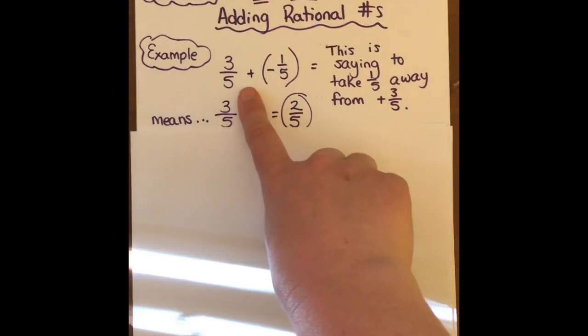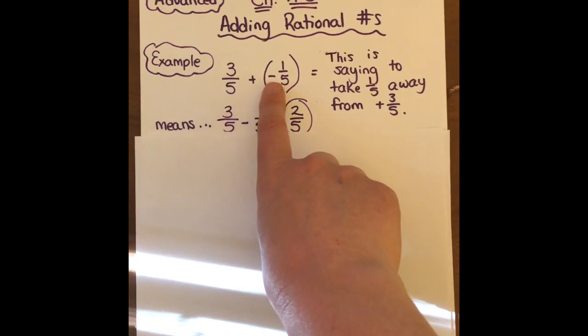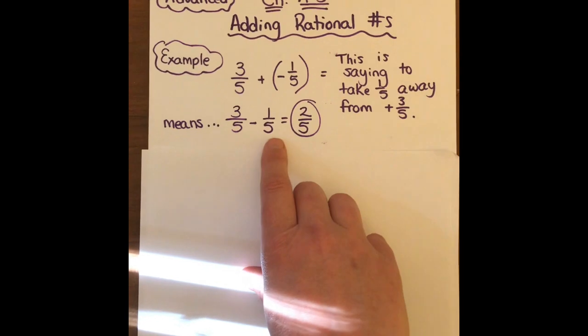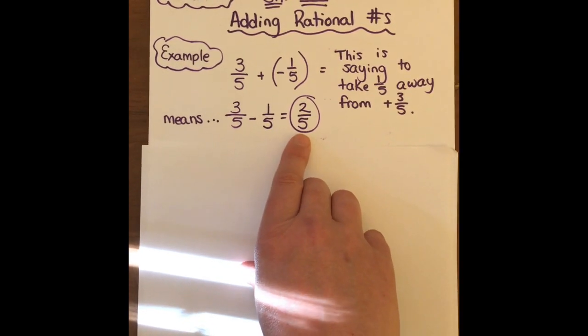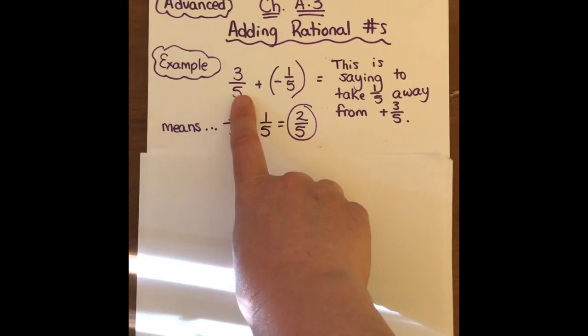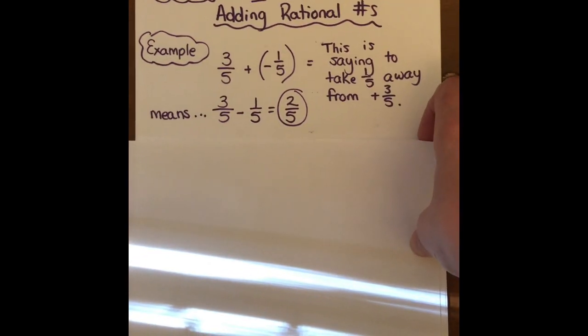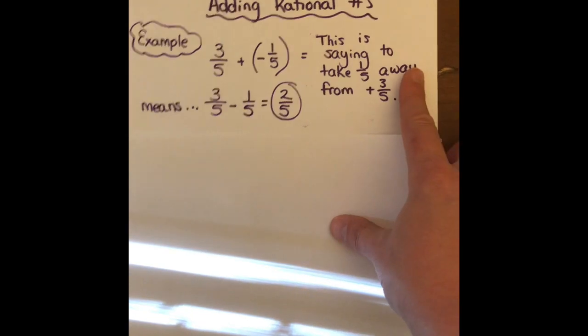So we could change this from 3/5 plus negative 1/5 to just 3/5 minus 1/5. That would give you 2/5 positive. 3/5 is larger, it's the positive number. You're taking away 1/5. Hopefully that makes sense to you.